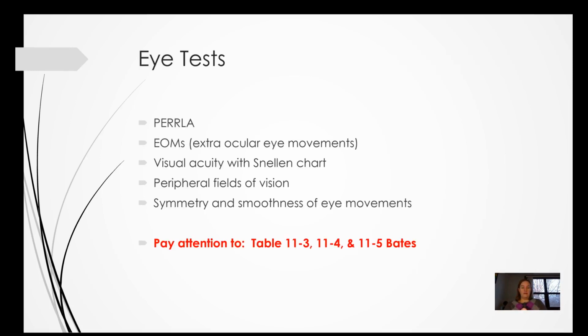Okay, so our testing for our eyes, we talk about PERLA, okay? Pupils are equal, round, reactive to light, and accommodation. We have our extraocular eye movements, and again, that is the H. Watch my finger with your eyes only. Don't move your head. Please hold it still.